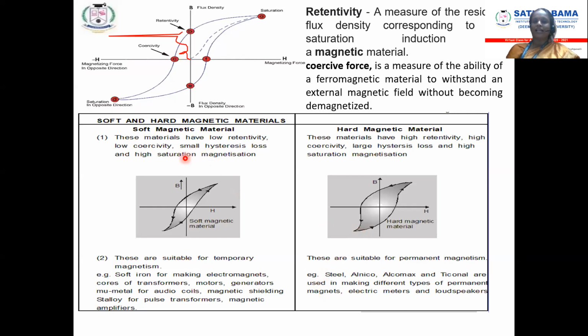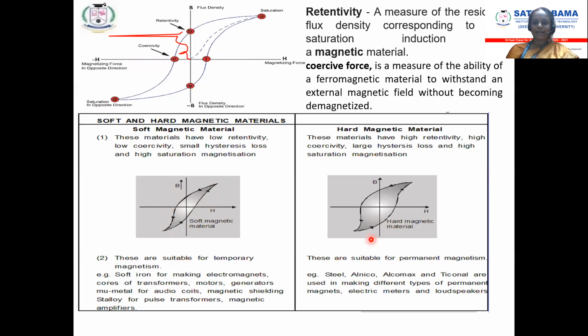So how do they choose the magnetic material? Mainly the hysteresis curve plays a vital role. Coercivity is the ability of the ferromagnetic material, where B and H are zero, to withstand an external magnetic field without becoming demagnetized. Soft magnetic material has low retentivity and low coercivity. The loop is a small hysteresis loop, and it is a high saturation magnetic material. This type of material is mainly chosen in electrical machines.